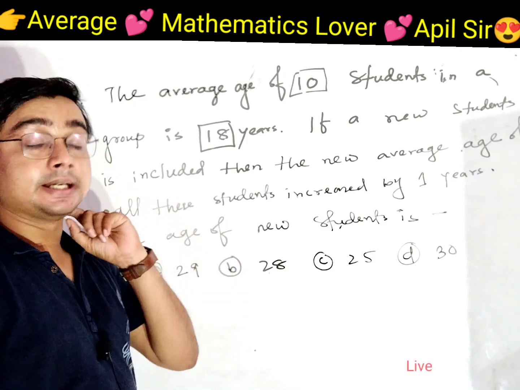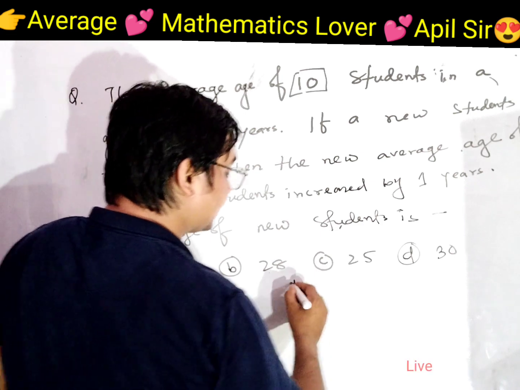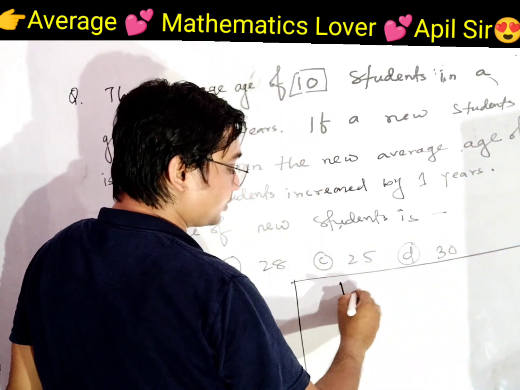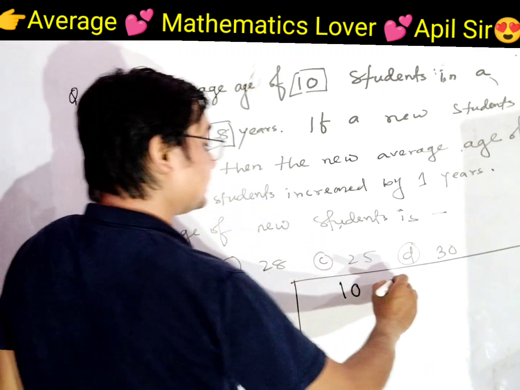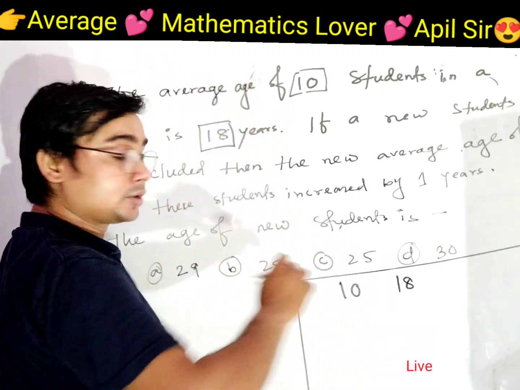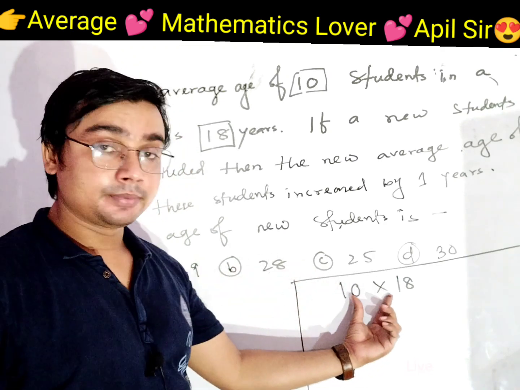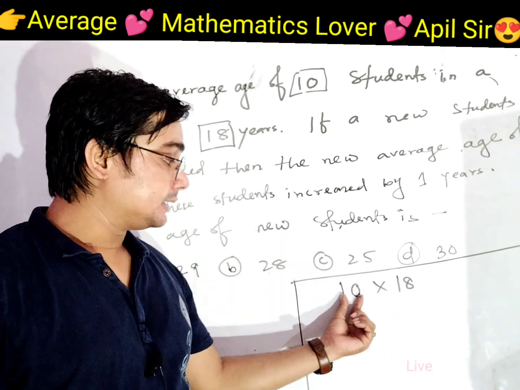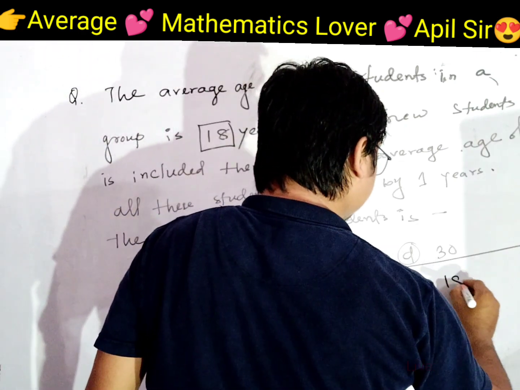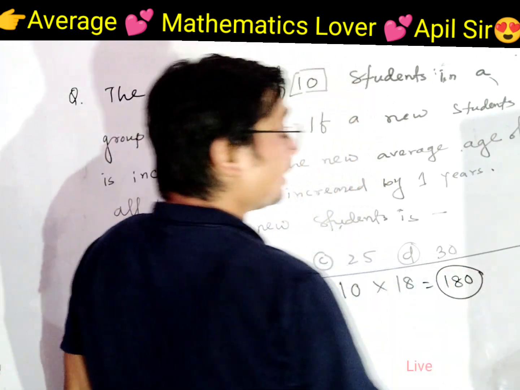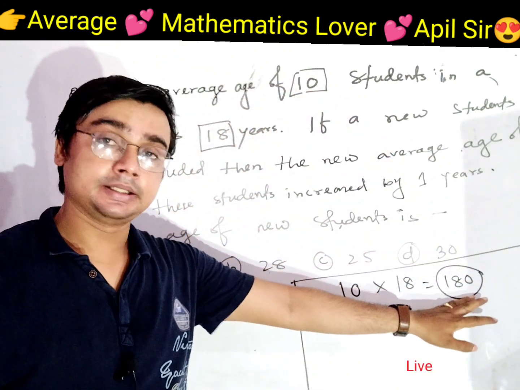So what will be the age of the new student? That is what we need. In the first case there are 10 students and their average age is 18. So what will be the sum of their ages? You see, the number of quantities multiplied by their average is equal to the sum. So this will be 180. That means the sum of the ages of the first 10 students will be 180.